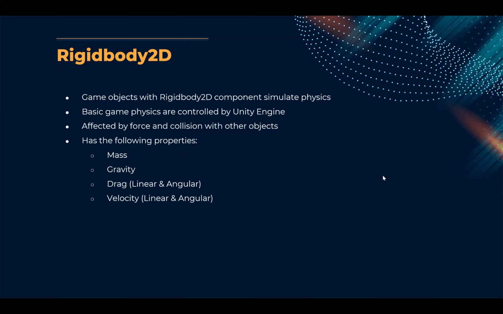So every rigid body object has a mass, has gravity, has drag, which either is linear or angular, as well as velocity, which either is linear or angular. So if you have taken physics in your high school before, you would probably already know about these terms. Anyone here have not taken physics before? Okay, I suppose no.